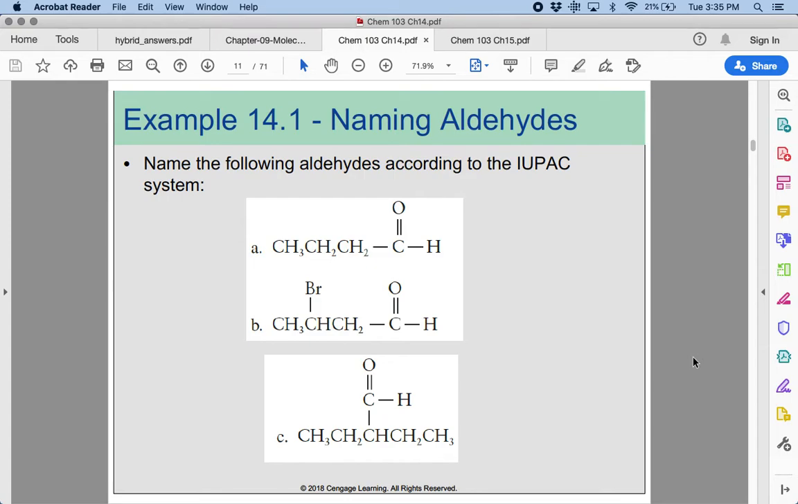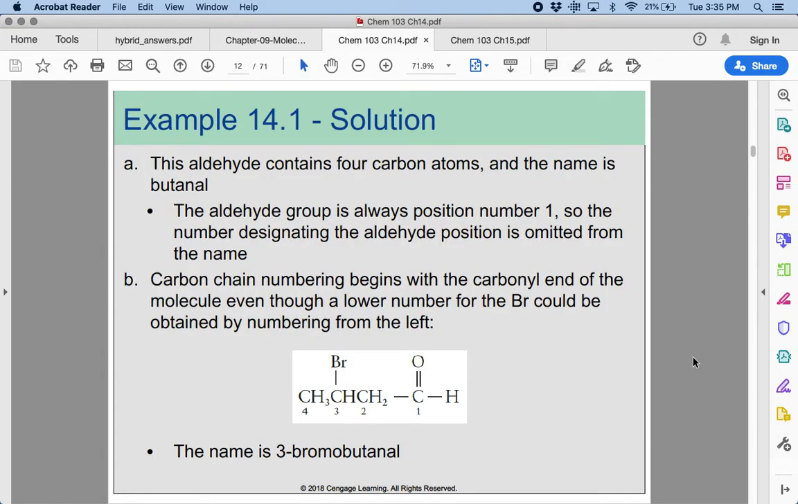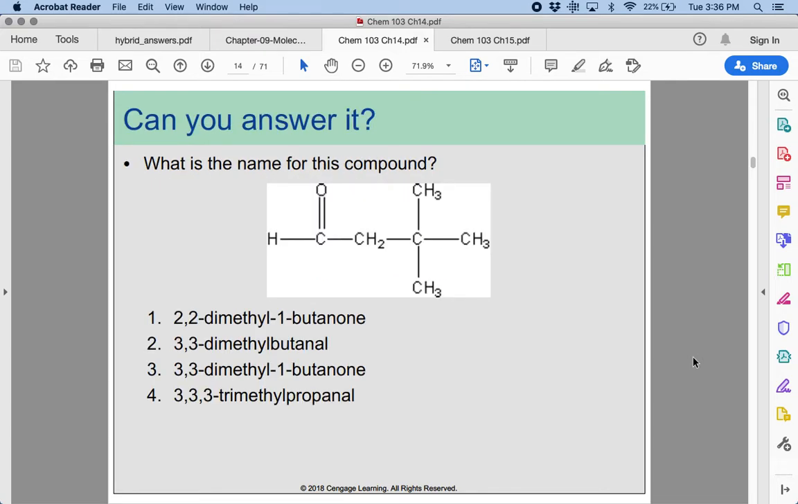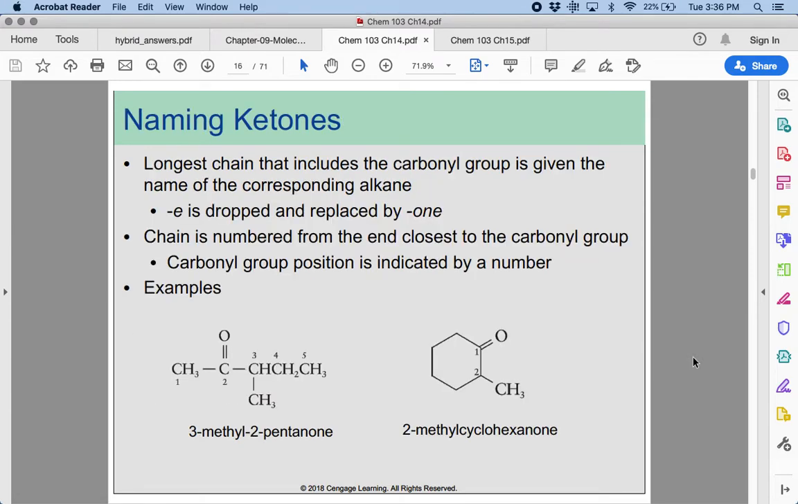So go ahead and name the following compounds. I would encourage you to pause right here and then go back and check that you have named these correctly. So as we go through these, the first compound would be named butanal. The second compound is 3-bromobutanal, and the third compound is 2-ethylbutanal. Go ahead and name this compound. 3,3-dimethylbutanal.